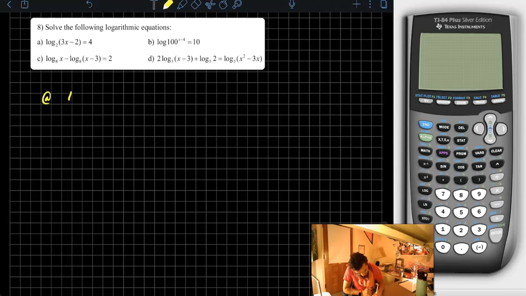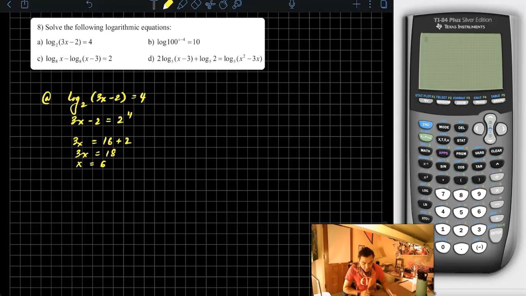Okay, the first one is log base 2 of 3x minus 2 equals 4. We're going to "log loop" it and get 2 to the 4. And we're going to add the 2 over, and we get 3x equals 18, so x equals 6.